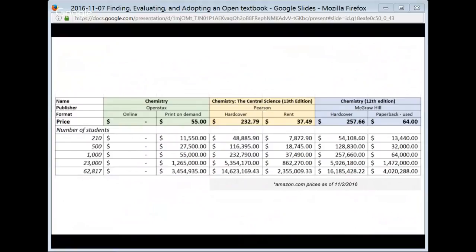So that's why I also provided the cheapest available option on Amazon to make a comparison. So between 16 million and 4 million if they wanted to use the chemistry McGraw-Hill edition. So it gives you an idea of scale of how much students would save collectively if we adopted open materials.